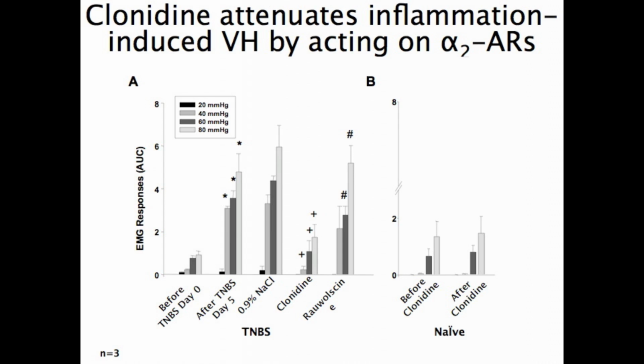And so here is just a graph showing data from 3 different rats put together. So again, TNBS sensitizes, clonidine reduces that, and rauwolscine returns some of the hypersensitivity.